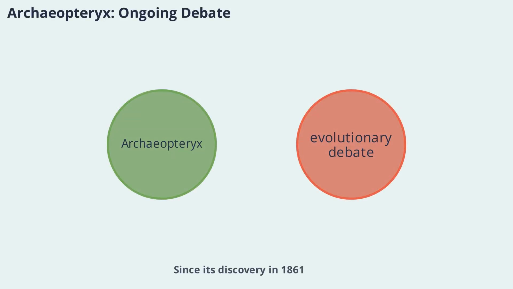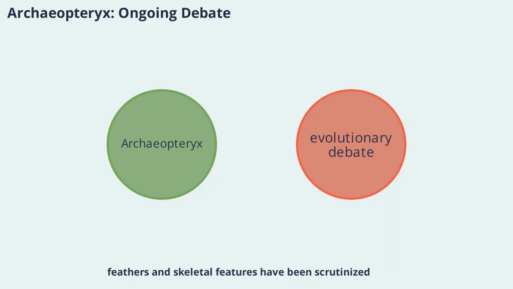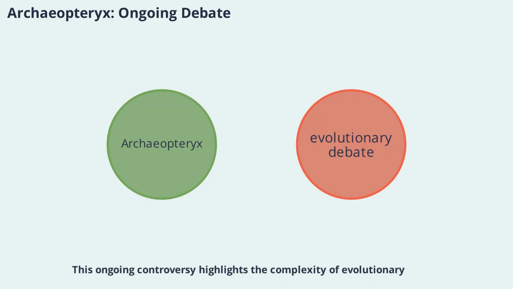Since its discovery in 1861, Archaeopteryx has sparked intense debate among scientists. Some argue it was a tree-dwelling bird capable of flight, while others see it as a ground-dwelling dinosaur. The shape of its claws, feathers, and skeletal features have been scrutinized in attempts to determine its lifestyle. This ongoing controversy highlights the complexity of evolutionary transitions and the challenges of interpreting the fossil record.